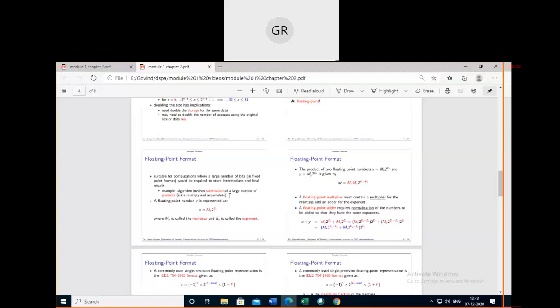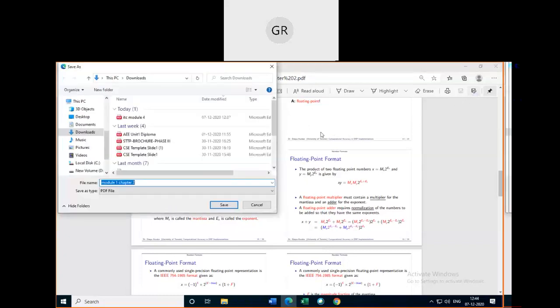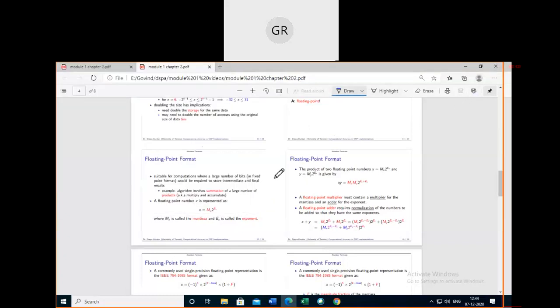Here the floating point number x is represented as x equal to mx into 2 raised to ex. Here mx is called the mantissa and ex is called the exponent. Just remember, mx is mantissa and ex is exponent.